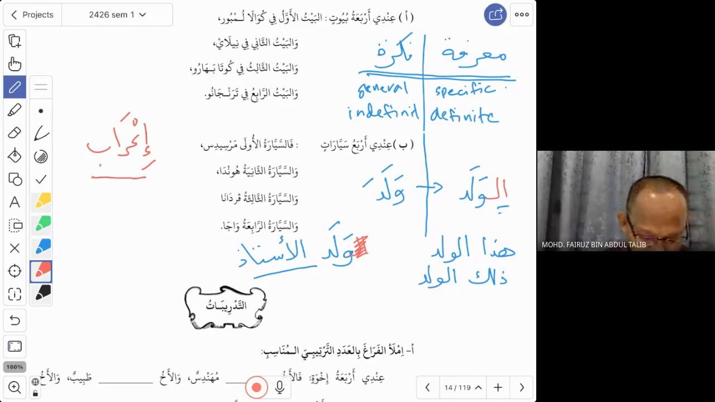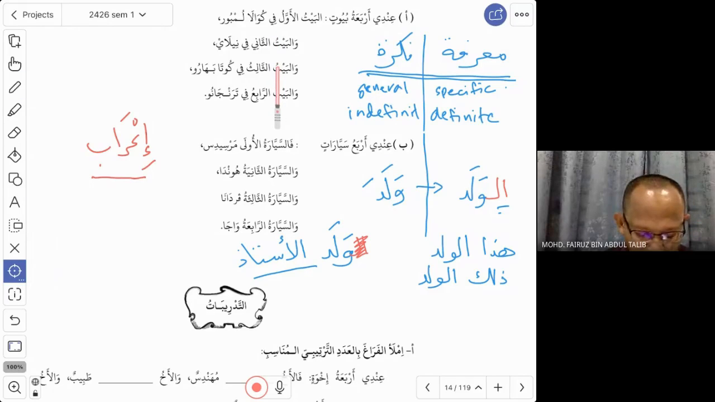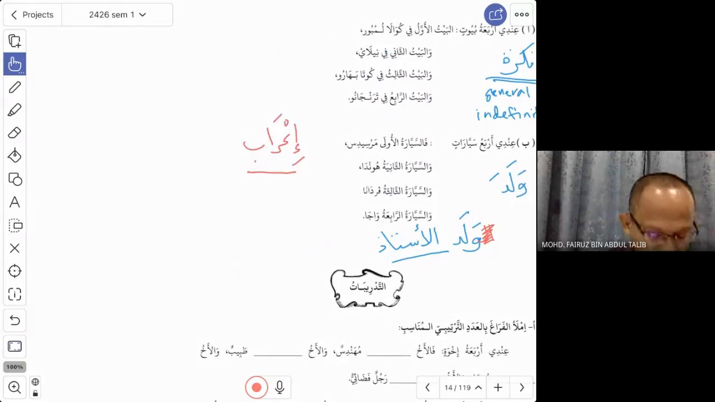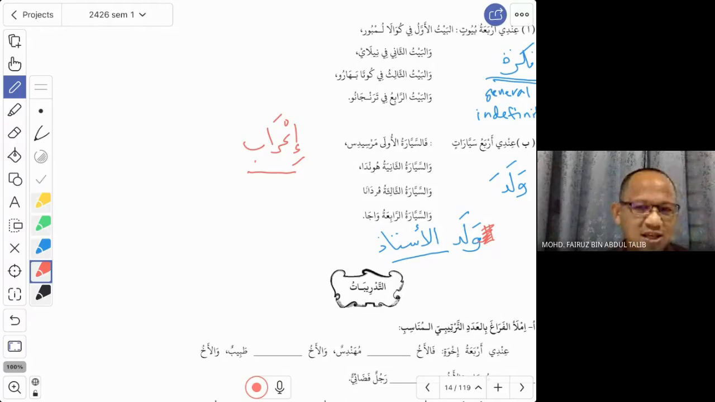For example, why do we say al-baytu? Why don't we say al-bayta? Why don't we say al-bayti? So this is related to i'rab. And i'rab is related to all the nahu, the grammar topics that you have learned previously. For example, you have learned the topic of al-mubtada, the topic of al-khabar, the topic of fa'il, and the topic of maf'ulun bih.